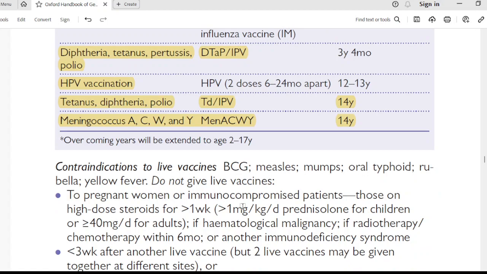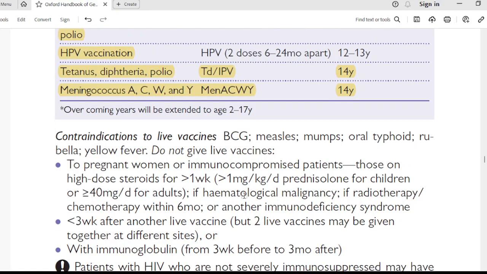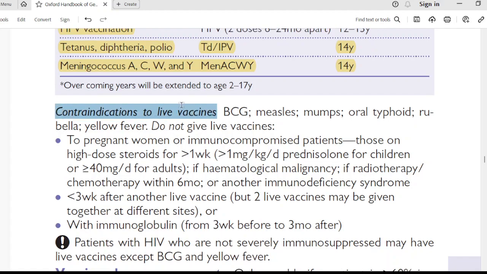In the coming years, the influenza vaccine will be extended to 2 to 17 years in the NHS. Contraindications to live vaccines.